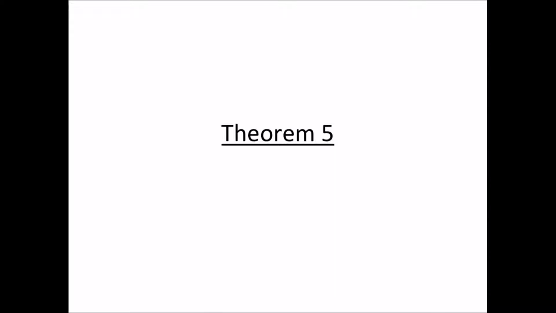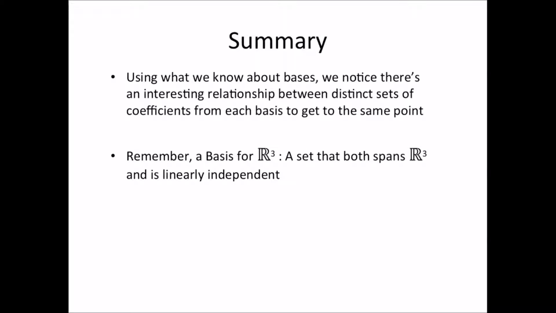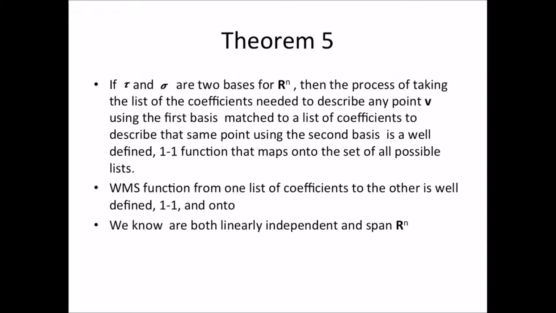Now we will be presenting Theorem 5. Before that, the summary of the theorem is we will use what we know about bases, and we'll notice that there's an interesting relationship between distinct sets of coefficients from each basis that match to the same point. Remember, a basis for R3 is a set that both spans R3 and is linearly independent. We will be generalizing to Rn.